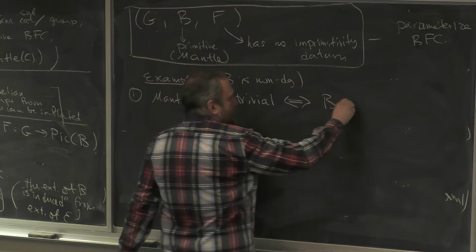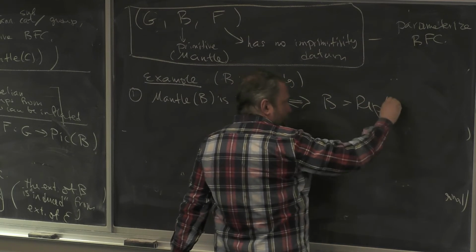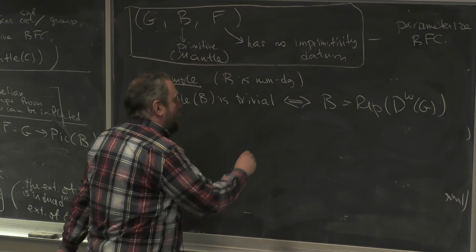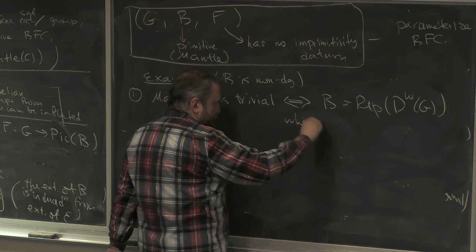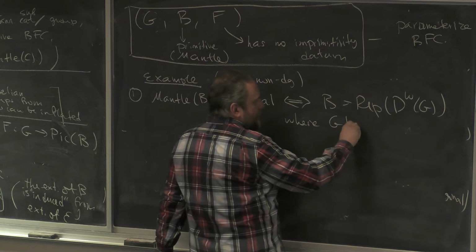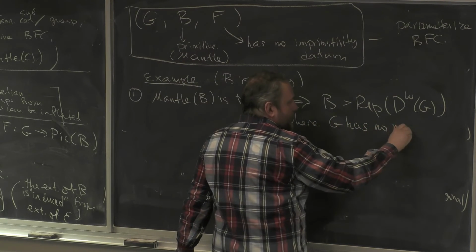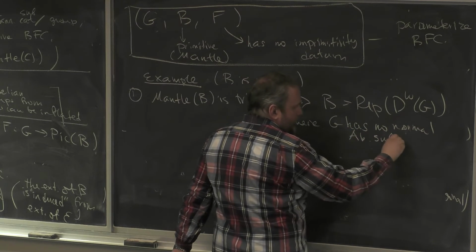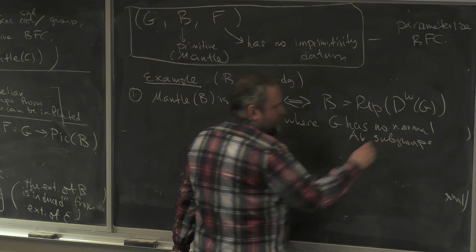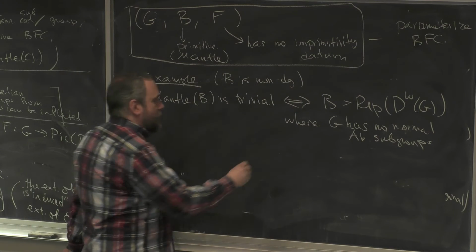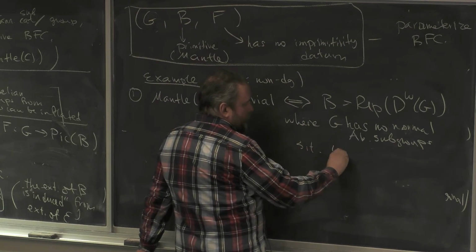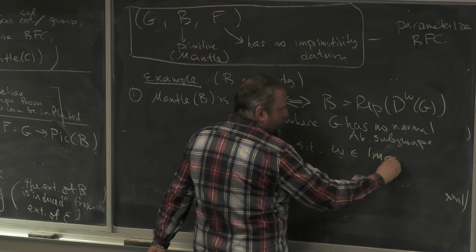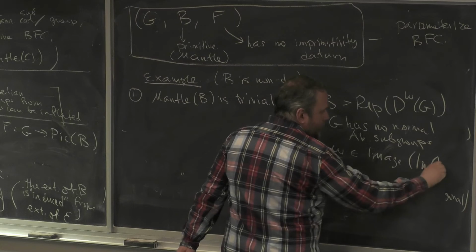then B is the twisted Drinfeld double, where G has no normal abelian subgroups. I don't know if there is a term for such groups, such that omega belongs to the image of the inflation map.